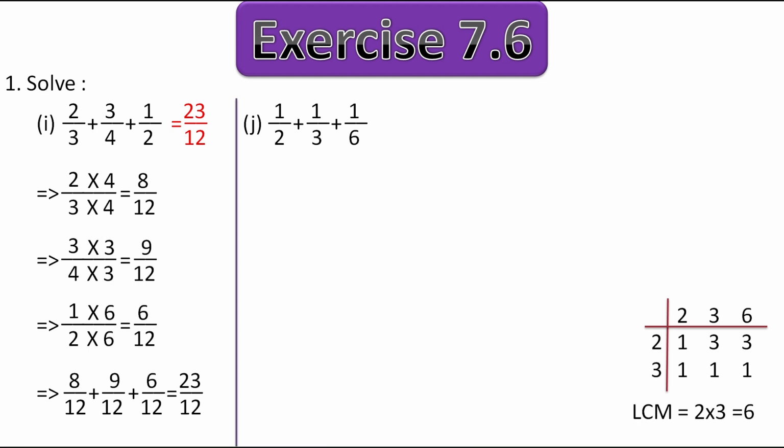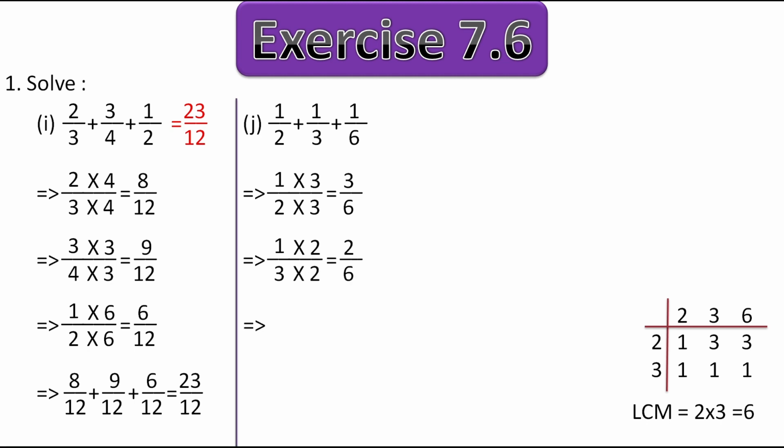So here the LCM is 2 threes are 6. So I'll take the first fraction first, 1 upon 2, multiplied with 3 to get the denominator as 6. So 3 upon 6. Now I'll take 1 upon 3 and I'll multiply it with 2 to get the denominator as 6. So 2 upon 6 now.